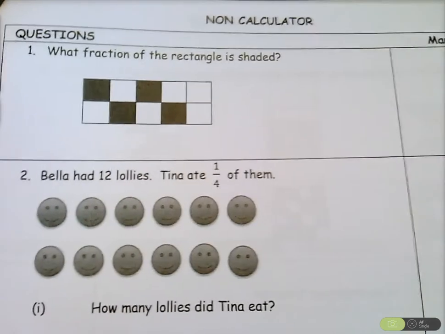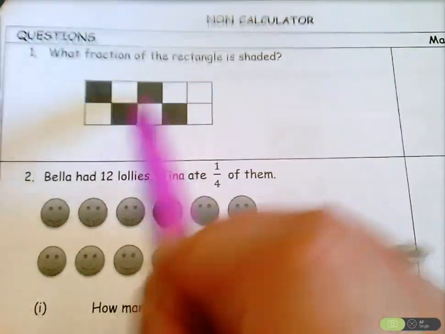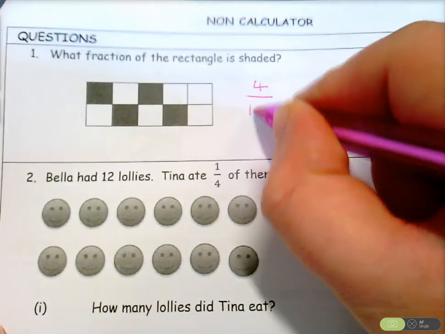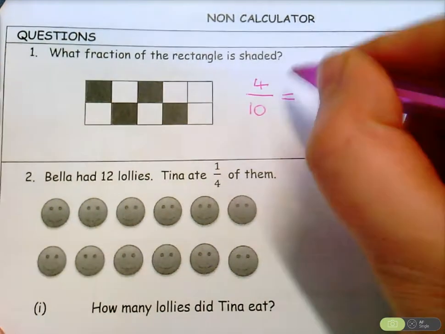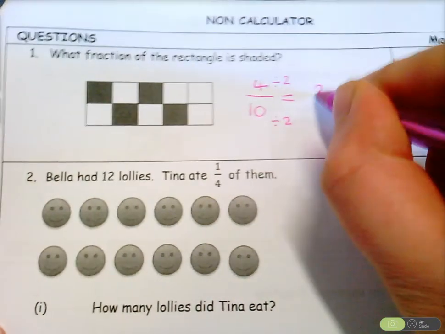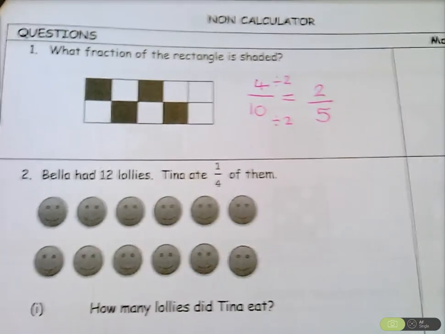This is the fractions and decimals pretest. Okay, what fraction of the rectangle is shaded? We've got how many out of how many? 4 out of 10. Girls, you need to simplify that fraction. If they're both even, we can divide the top and the bottom both by 2 and we get 2 over 5.